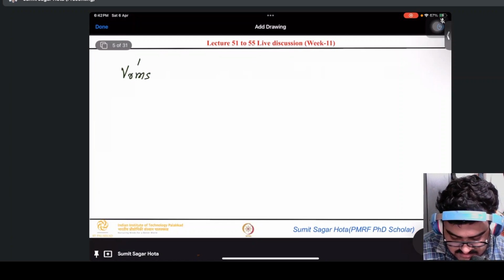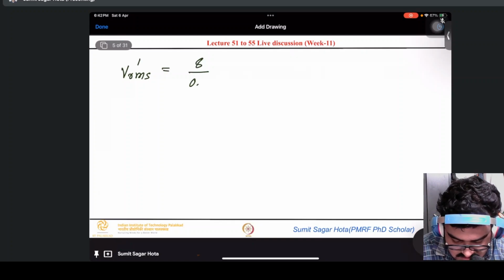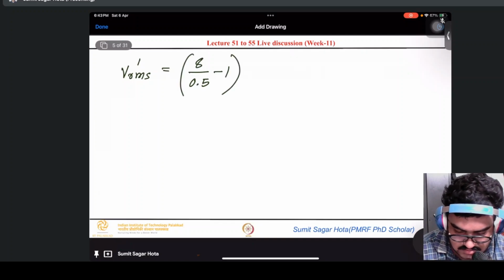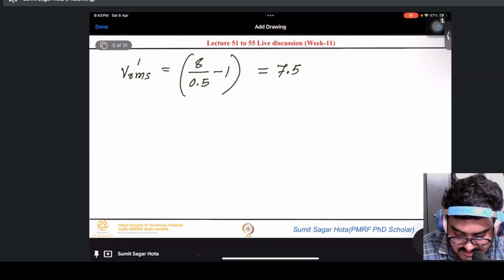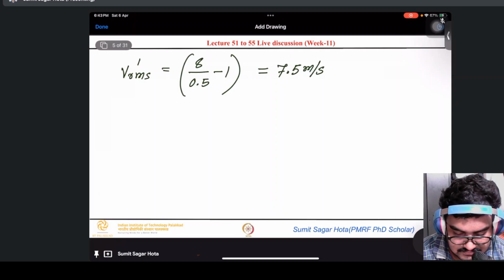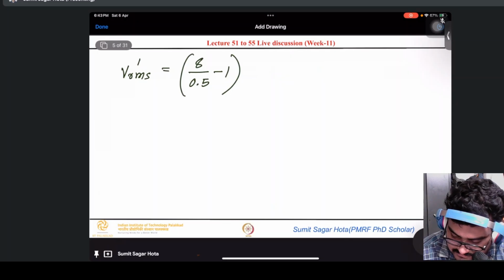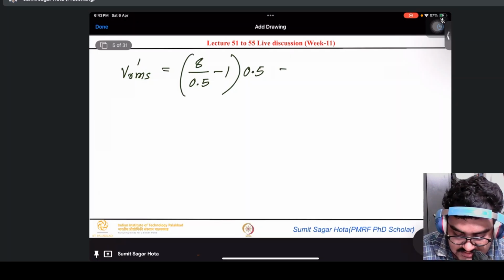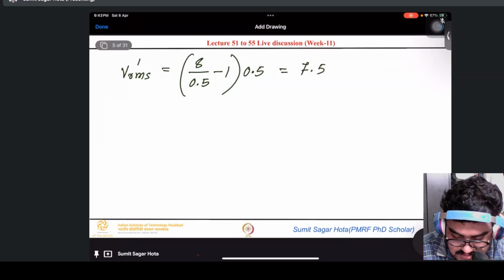So v_rms prime is equal to 0.5 divided by 0.5 minus 1. There is S_L, so the answer comes out to 7.5 meters per second. Sorry, actually I forgot 5. There is S_L 0.5. Okay, so the value comes out to be 7.5 meters per second.